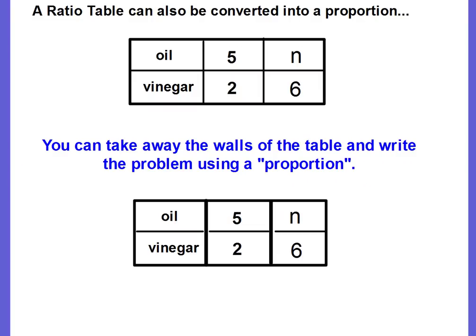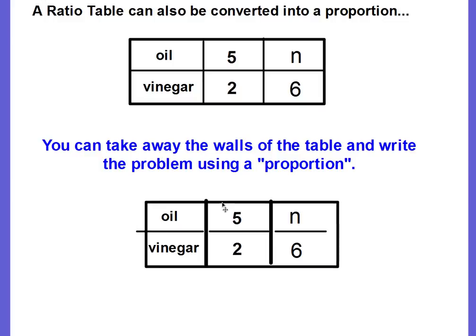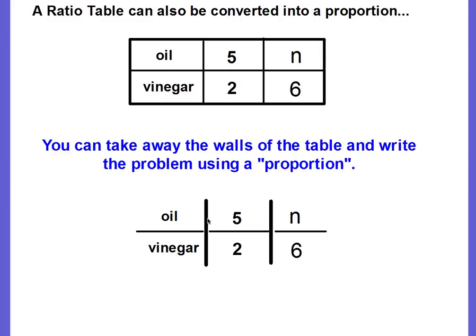We can also convert our ratio table into what we call a proportion by taking away the walls. So instead of actually drawing the ratio tables, we draw it without walls, and we put in an equal sign. There are actually 3 parts, 3 different ratios.